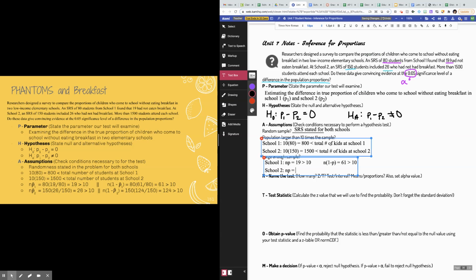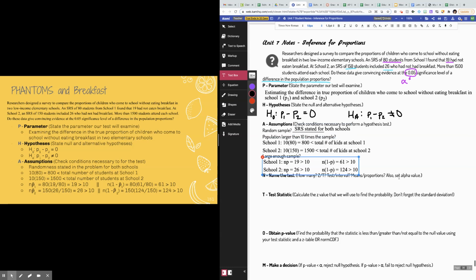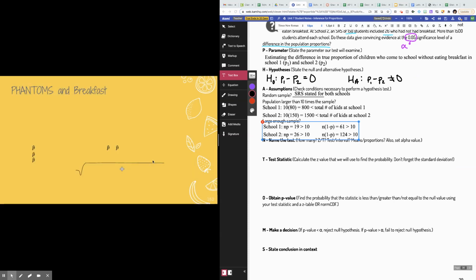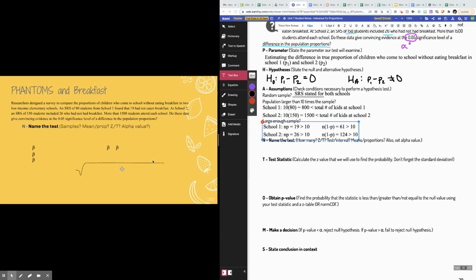Right? They told us that in the problem, greater than 10. Okay, and then number of failures, N1 minus P. If there's 150 students in this sample and 26 successes, that means there's 124 failures, which is obviously greater than 10. Okay, so the key thing to remember for difference of proportions is that you have to check your assumptions for each population.